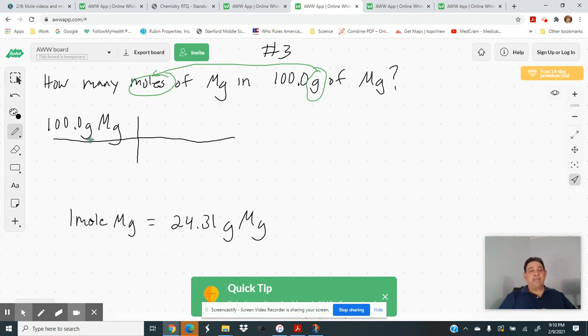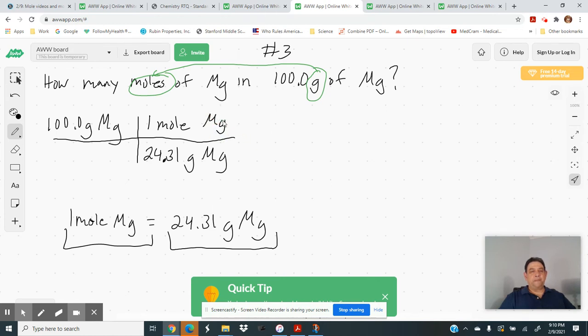In order to get grams to cancel, notice that we've been given grams. This side of the equality, 24.31 grams of magnesium, goes on the bottom, and the other side of the equality, the 1 mole of magnesium, goes on top. Now you'll see that grams of magnesium cancel out grams of magnesium. To get moles of magnesium, you take the 100, multiply it by 1, which is 100, divided by 24.31.